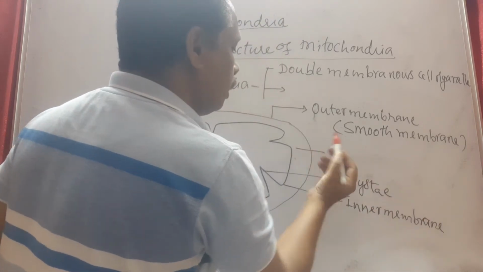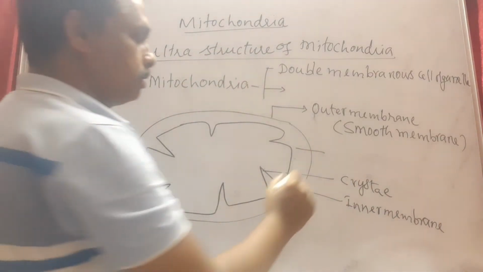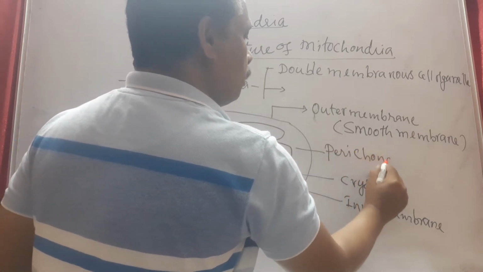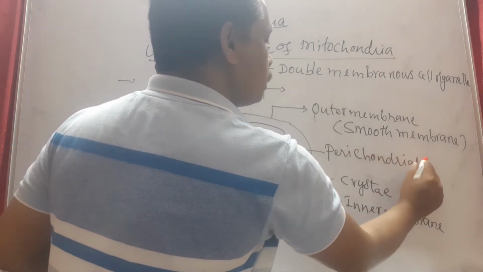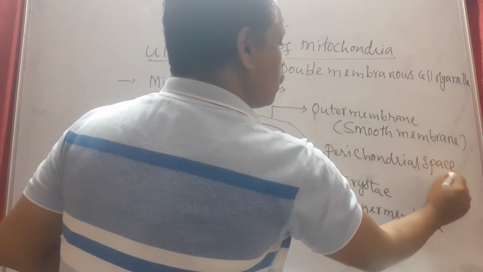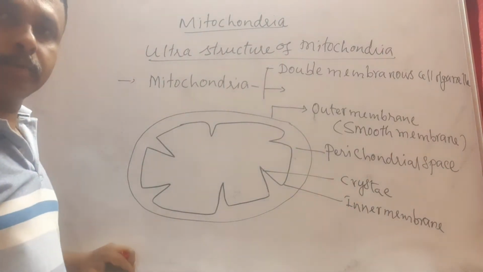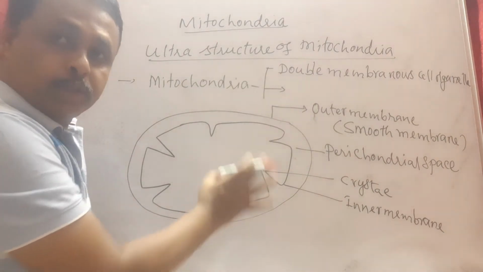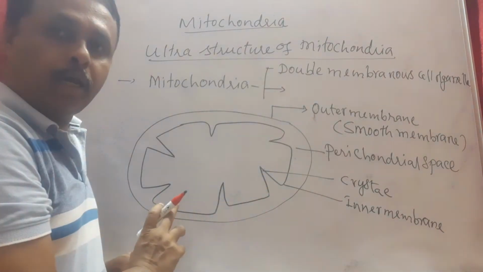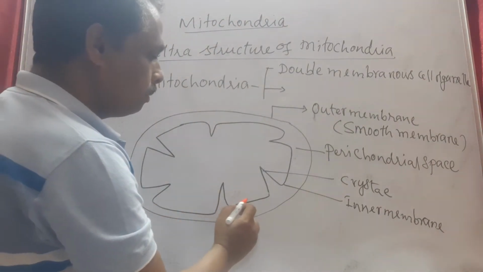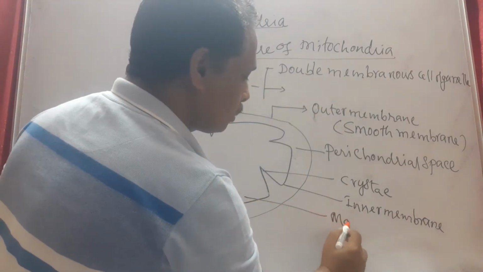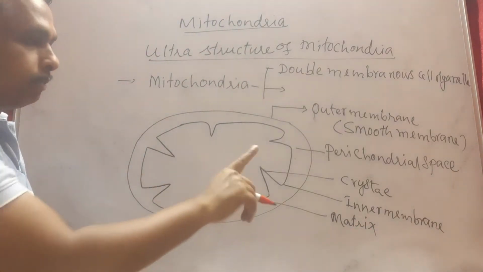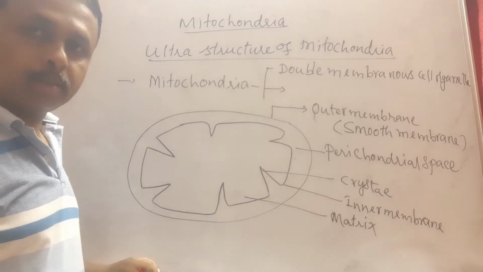And the space between the outer membrane and the inner membrane is called the perimitochondrial space. And the substances which are present between the cristae are called matrix.